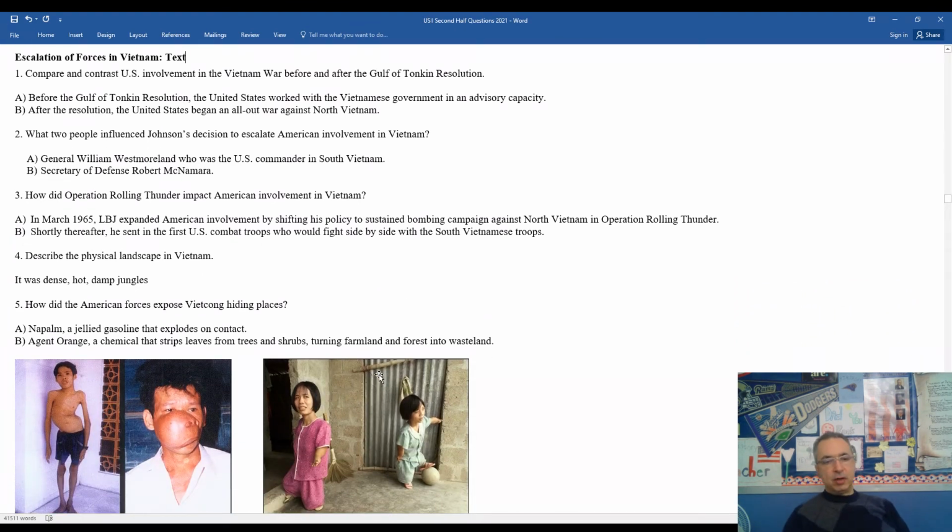Three, how did Operation Rolling Thunder impact American involvement in Vietnam? In March 1965, LBJ expanded American involvement by shifting the policy to a sustained bombing campaign against North Vietnam.